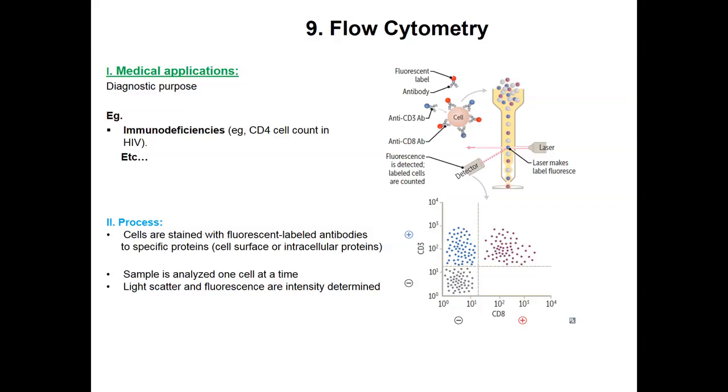As you see here, these cells are very low in the CD8 protein, and these cells also are low in CD3. Now, if you look, these cells are high in CD3, low in CD8, and these cells are high in both proteins, all right?